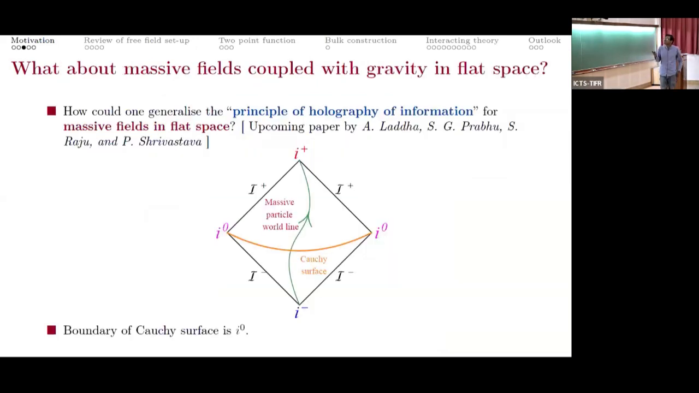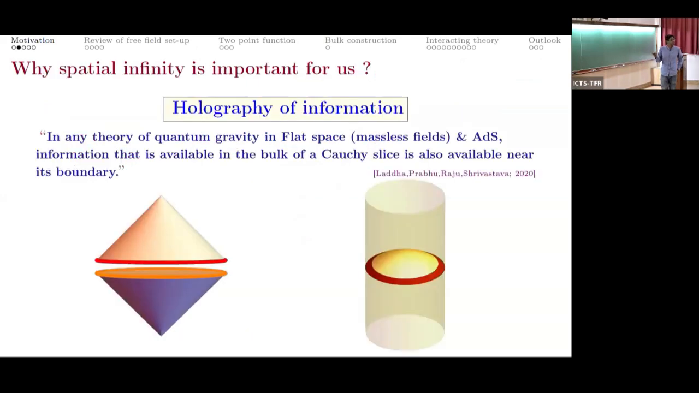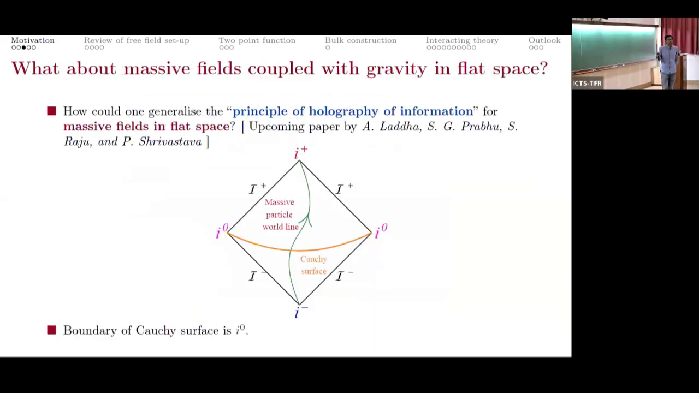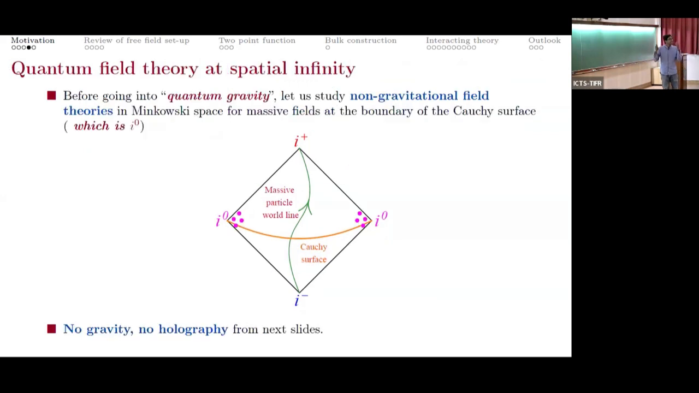In flat space it was only proved for massless fields. So the natural question is, what happens if we include a massive field? Can we generalize this principle of holography of information, that you have the information about your bulk Cauchy slice in the boundary, when a massive field is coupled with gravity? This is the Cauchy slice, this constant time slice here. A natural boundary of this Cauchy slice is this I0, which we reach by taking r to infinity.